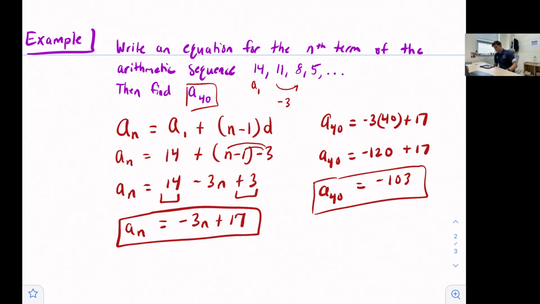All right, and that is arithmetic sequences and how we can look at a sequence, find the common difference, write an equation, and then use that to find any term we want in the sequence.